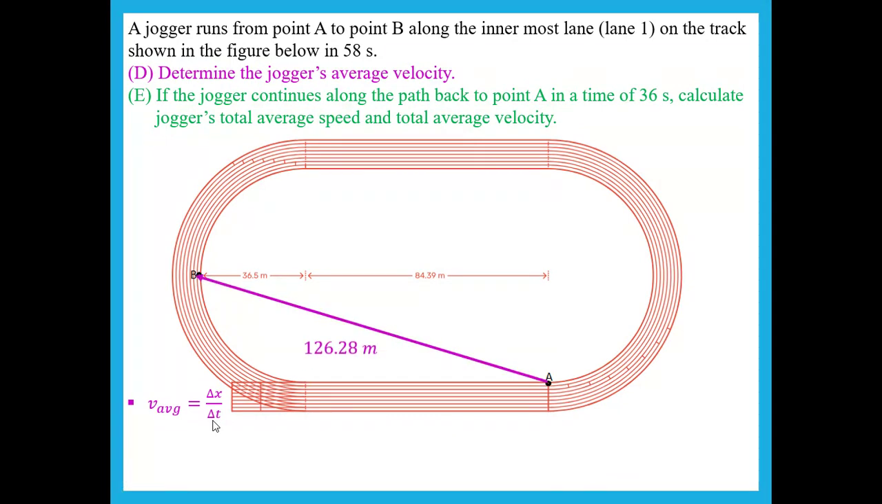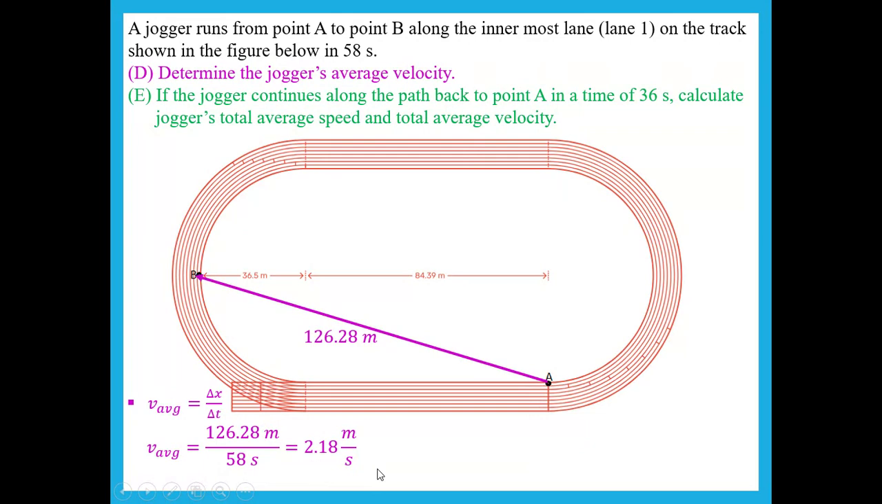This diagonal here is your displacement, which has a magnitude of 126.28 meters. So all you have to do is plug in delta x as 126.28, because that is the magnitude of your displacement. And then how much time did it take? 58 seconds, because it was given in the problem. And if you simplify this, you'll get a magnitude of 2.18 meters per second.